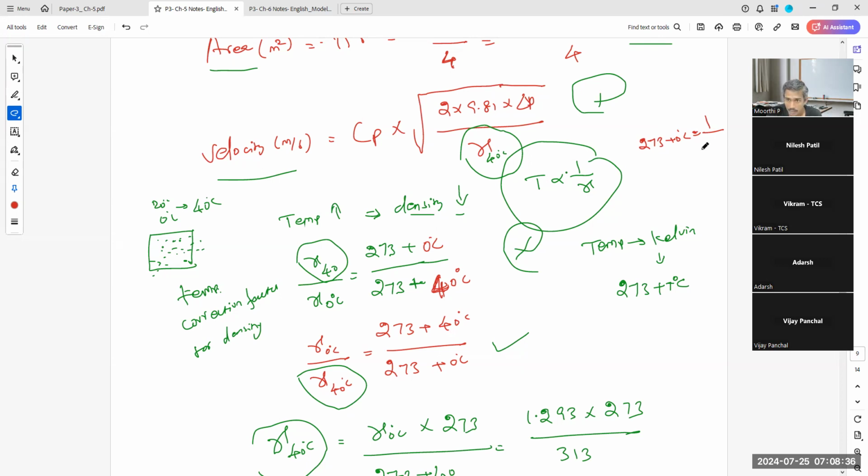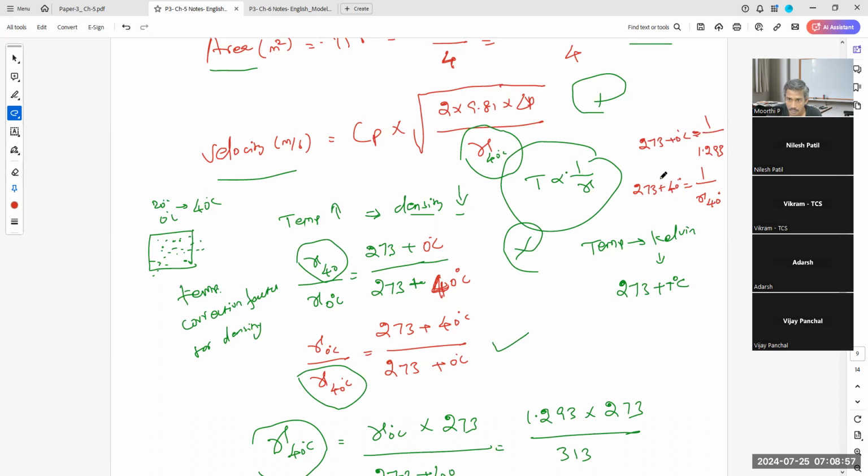1.293. Okay. Next, 40 degree Celsius. 273 plus 40 equal to, we need to calculate 40 degrees Celsius. Understand?